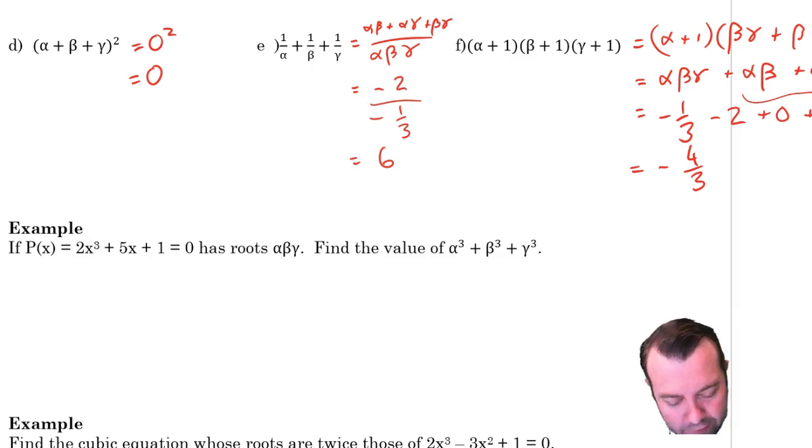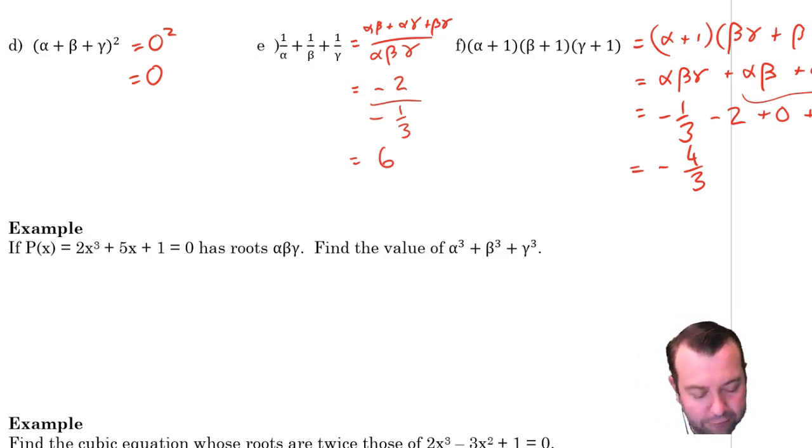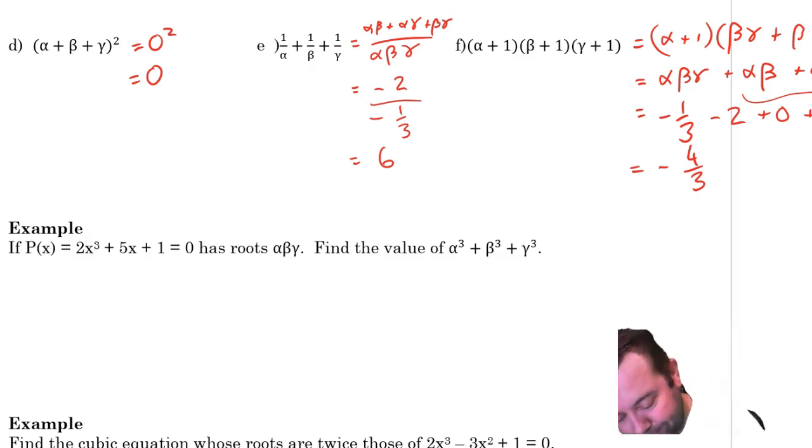If this has roots alpha, beta, gamma, find the value of alpha cubed plus beta cubed plus gamma cubed. Now, if they were squared, I'd try to work this by completing the square, doing something a bit like that, perhaps. But I've been down that path, it's not pretty. No, consider this.